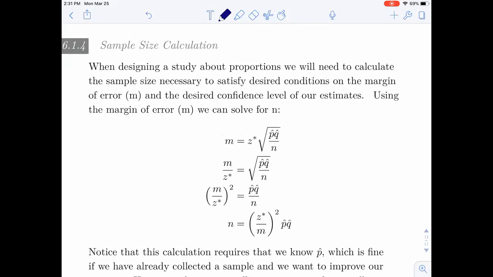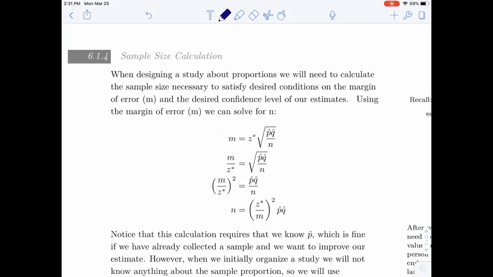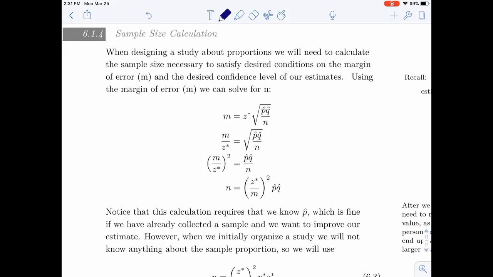And one problem is p hat, right? That's your sample proportion. And when we're trying to figure out what sample size we might need, a lot of the time we don't have a sample proportion, right? We're trying to get a sample proportion, and we're trying to get it to let us estimate with some margin of error to some confidence level, right? And that's kind of cat and mouse here.